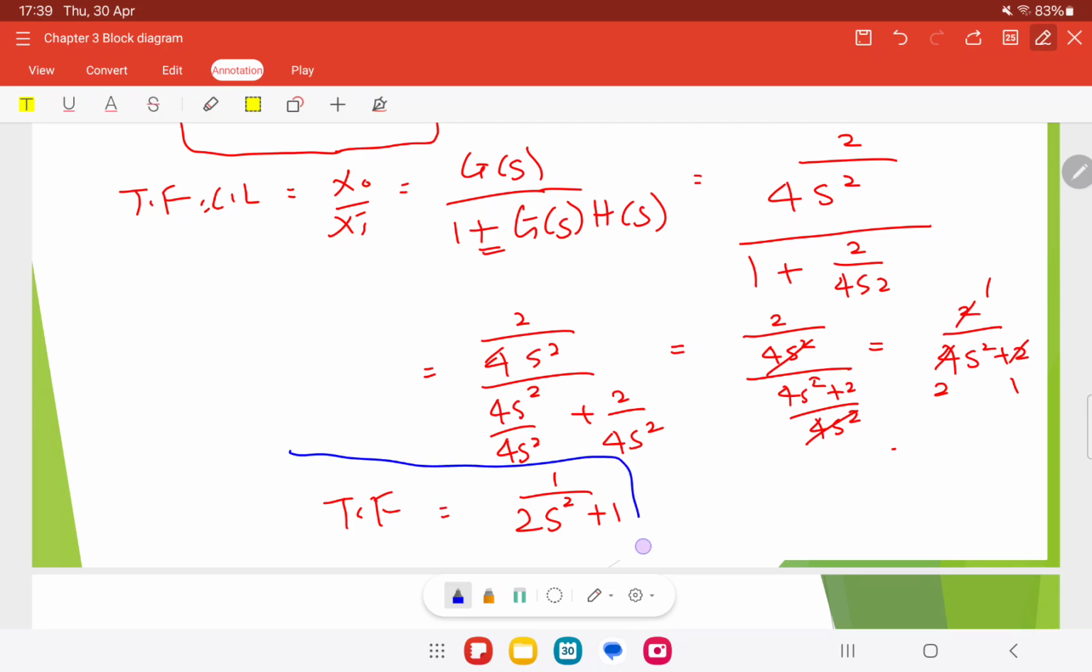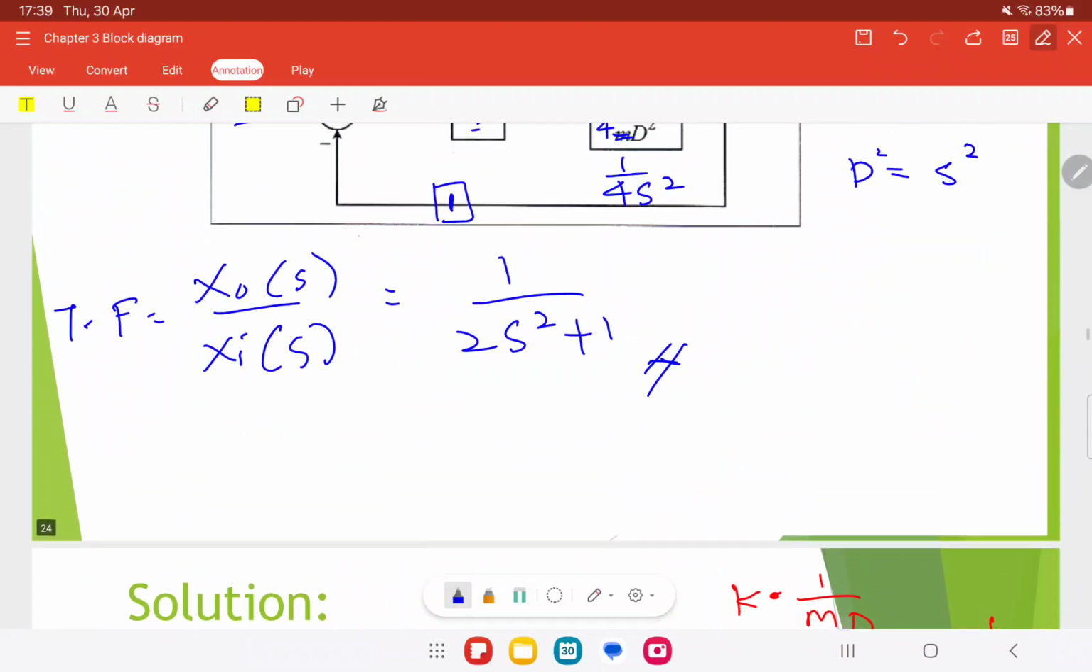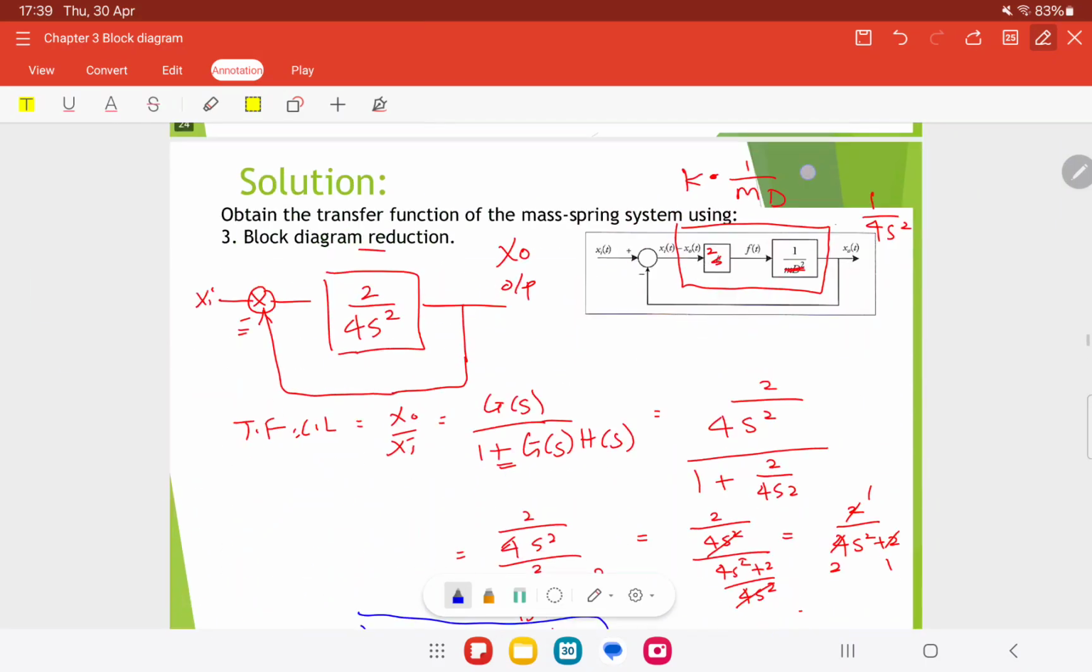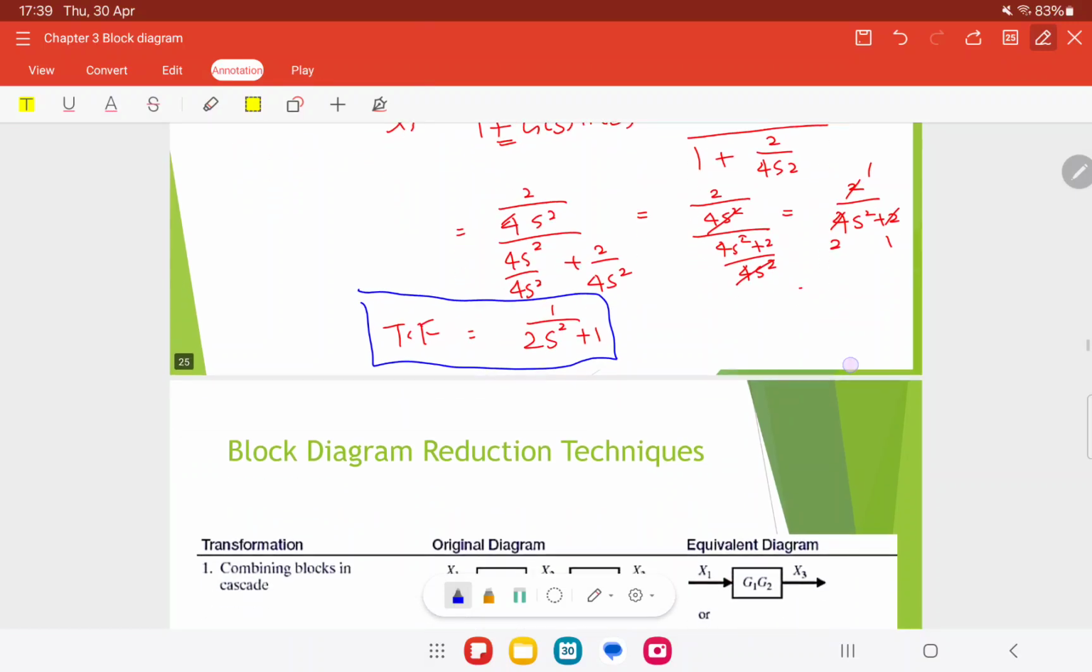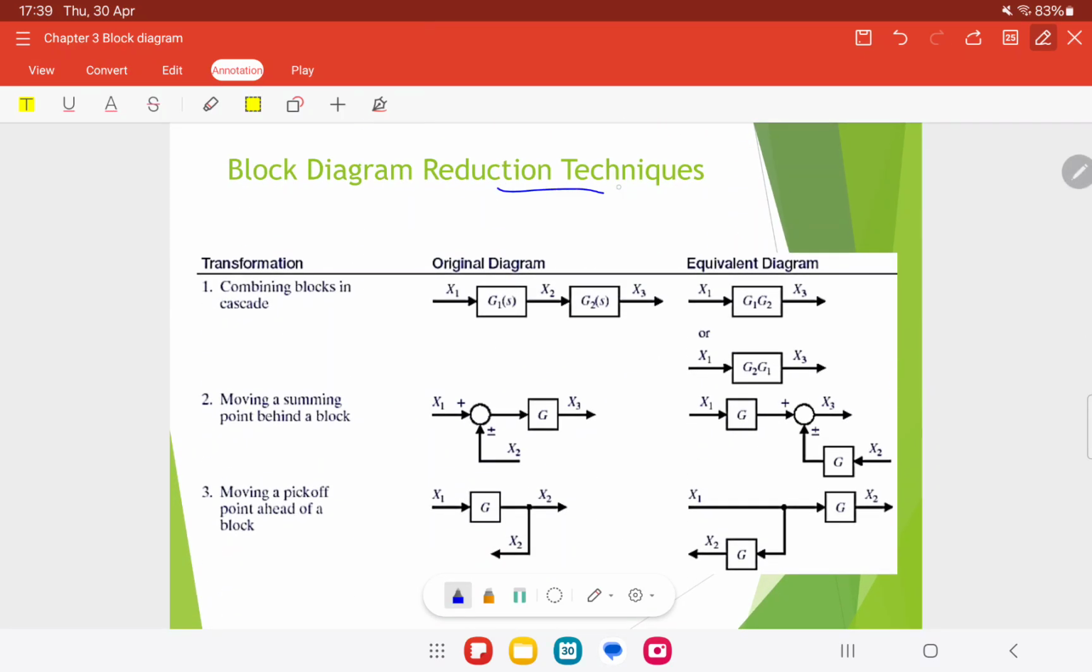So let's compare. This is the final transfer function and this one is what we calculated earlier. Same or not? Meaning that when we use 2 or 3 methods, we can get the same transfer function to represent the system. So now I would like to explain about the block diagram reduction techniques.